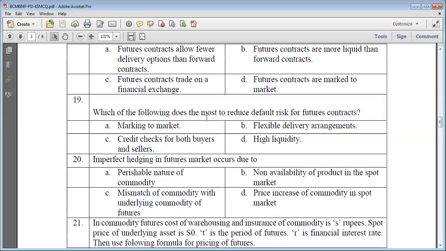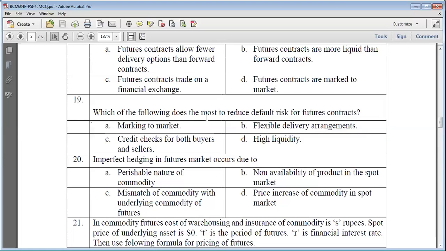Perishable nature of the commodity has nothing to do with imperfect hedging. Non-availability of the product in the spot market has also nothing to do with imperfect hedging. Mismatch of commodity with the underlying commodity of the future: that means if the nature or quality of the commodity does not match with the quality or nature of the commodity underlying the future.